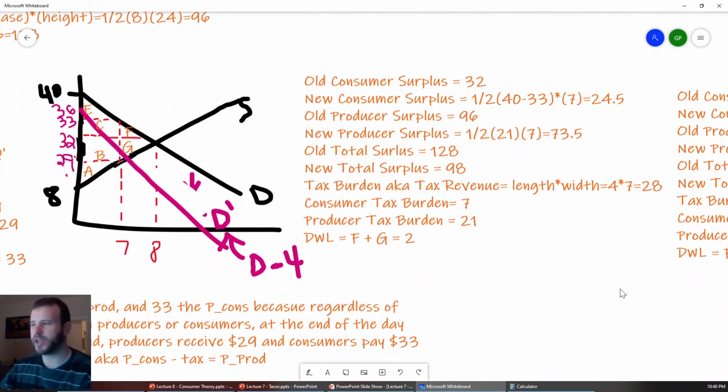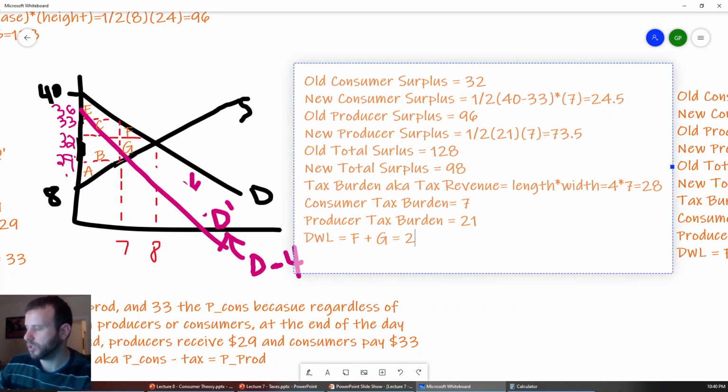And what do we got? Do we get 2? So the base of this triangle is going to be going from 7 to 8, so it's going to be 1. So 1/2, base is going to be 1. What's the height? It's going from 33 to 29, the amount of the tax. So that'll be 4. So 1/2 times 4 is 2. Boom, it all adds up.